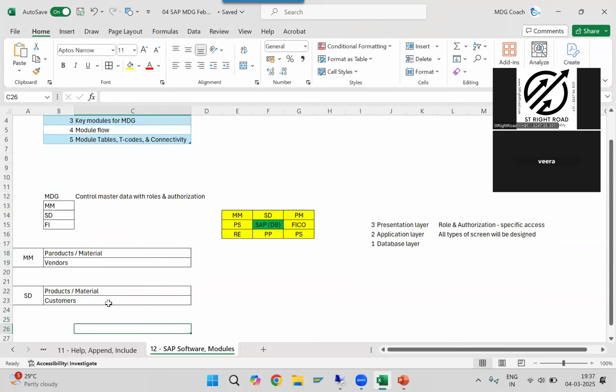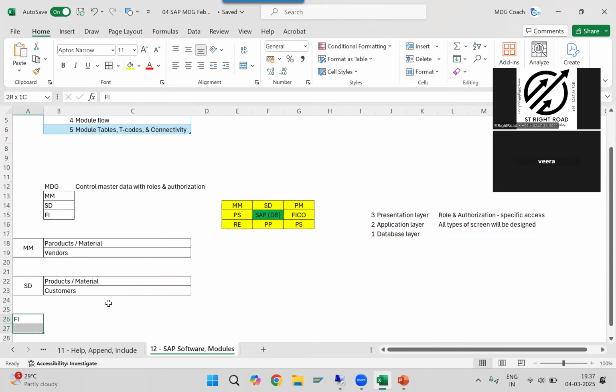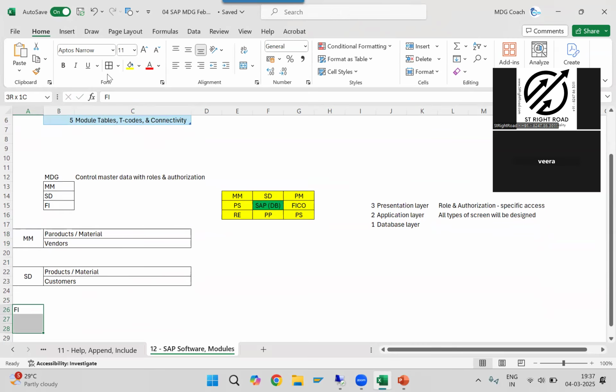So all these things are connected with finance. If you want to purchase anything, or sell anything, or do any kind of business transaction, everything is interlinked with finance. So what is the key concept in finance? The key concepts in finance are the cost center and the profit center.